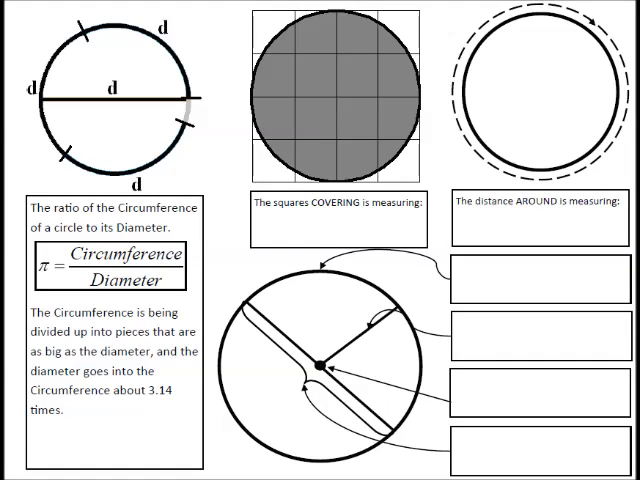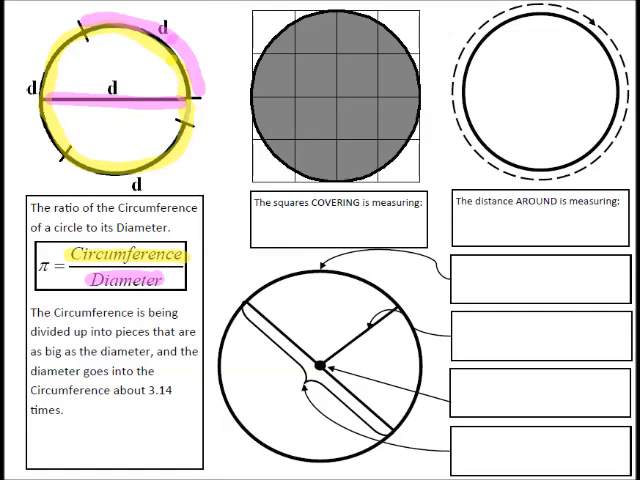The ratio of the circumference to its diameter is pi. The circumference is the distance all the way around the circle. If you measure all the way around that circle, you want to know how many times the diameter fits into that. So this is the diameter, and I'm going to wrap that around the circumference.